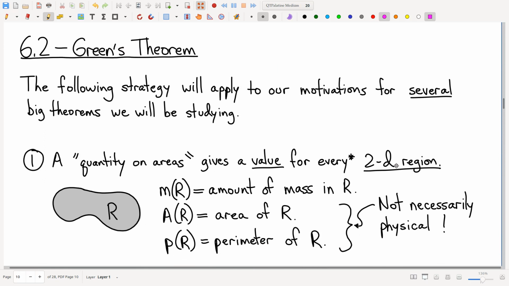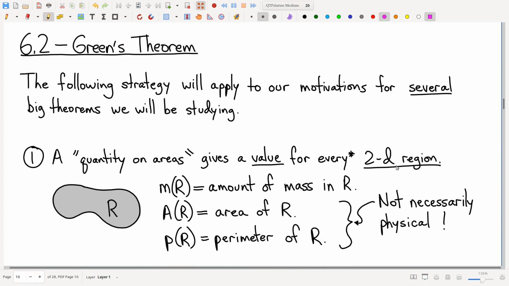Okay. That's 6.1. On to 6.2. This is going to be our first step into some very powerful ideas. Green's theorem is a very natural choice, anyway, to be the first example that we're going to see of a bunch of different theorems that all follow a very, very similar pattern.